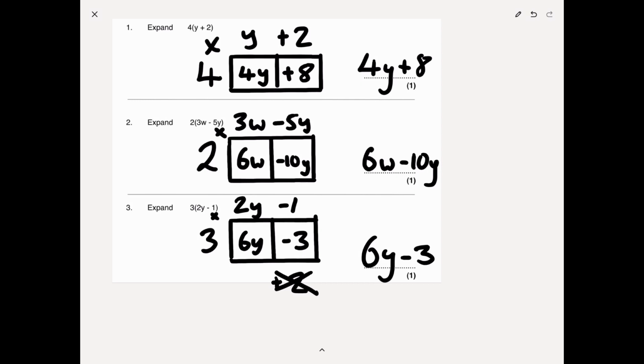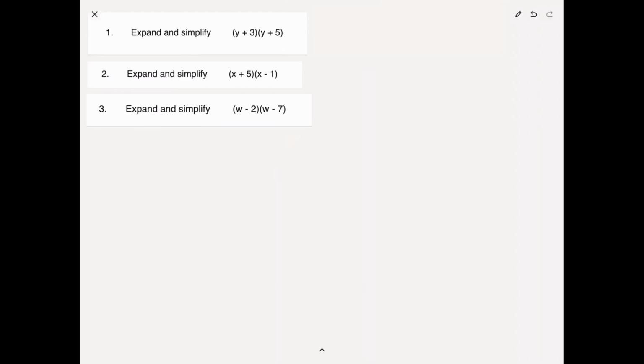Now let's look then to alter this method for expanding double brackets. You'll notice with these questions then it's slightly different. The question says expand and simplify. Well, we've got a y plus 3 in the first bracket and a y plus 5 in the second bracket.